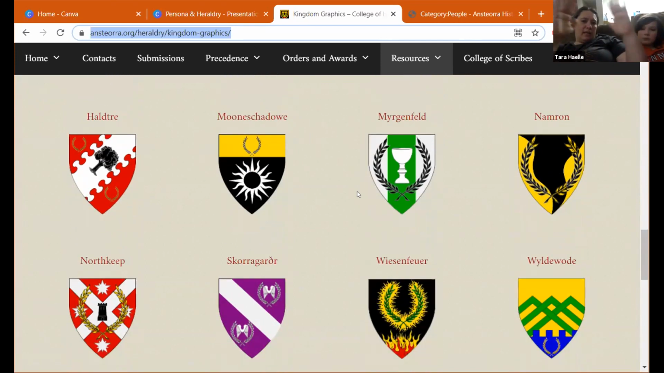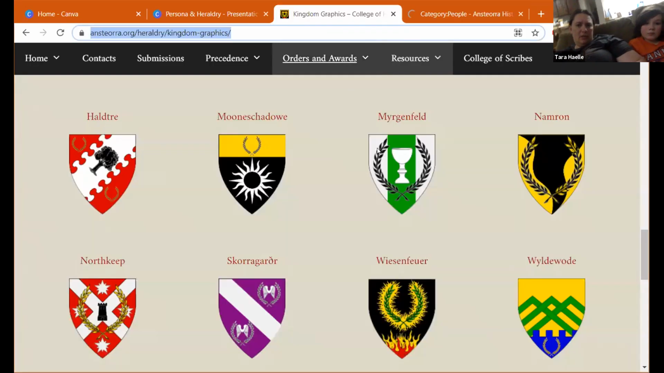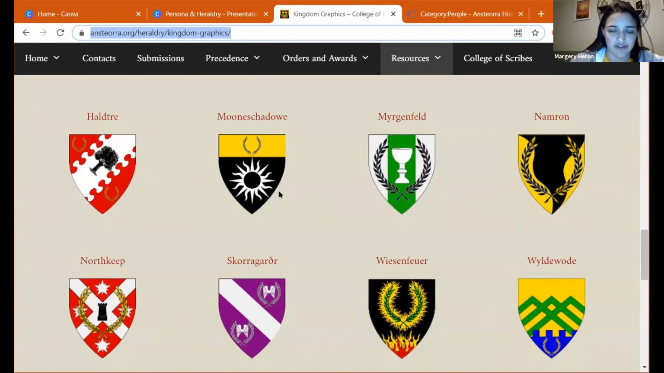The olive-looking thing or wheat or whatever, is that indicative of what group they're in? Yeah, so the laurel branch is reserved, can only be used by groups. So kingdoms, baronies, shires, groups of people. So an individual person can't have a laurel leaf like this on theirs. These are not individual people. These are all of the baronies. Groups of people within cities.